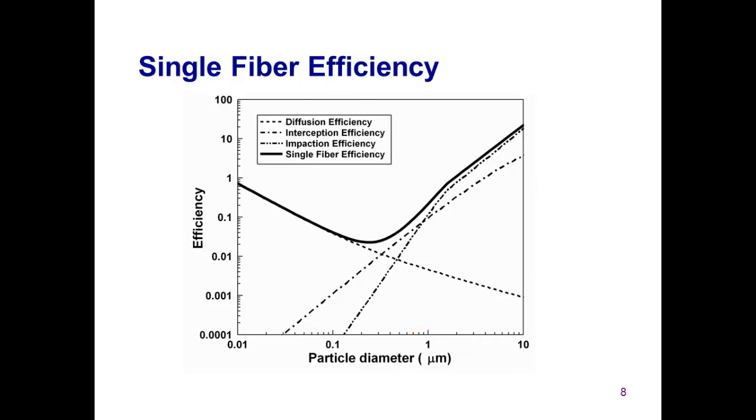When you add up those three mechanisms to come up with a single fiber efficiency curve combining all the mechanisms, you can see that there is a minimum efficiency for particles between about 0.1 and 0.3 micrometers in diameter.